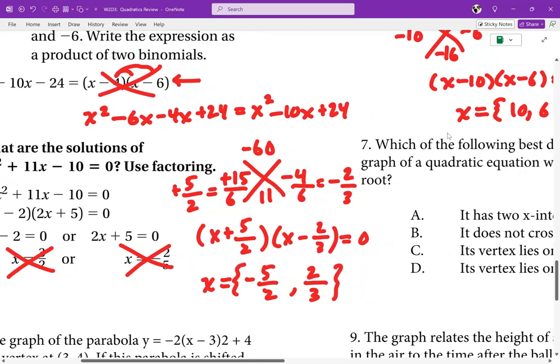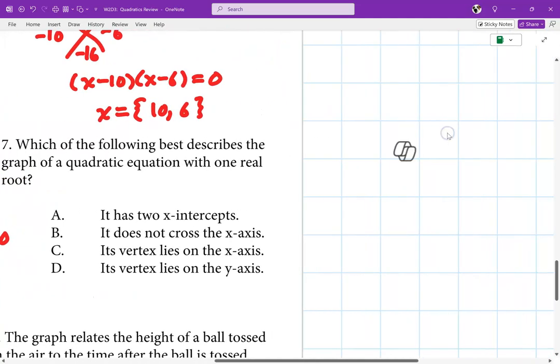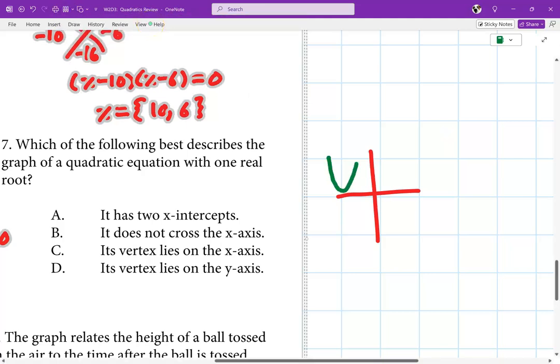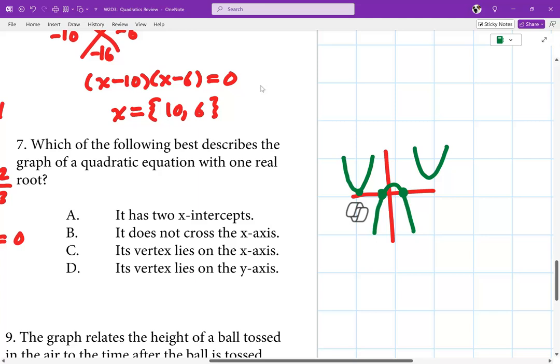All right. Number 7. Which of the following best describes a graph of a quadratic equation with one real root? Now, I do want to remind you guys, what they mean by roots is how many times it crosses the x-axis. So this graph would have one solution because it touches the x-axis once. This graph would have two solutions because it touches twice. If it doesn't touch, then no solutions. Okay? So if it has one real solution, what has to happen?